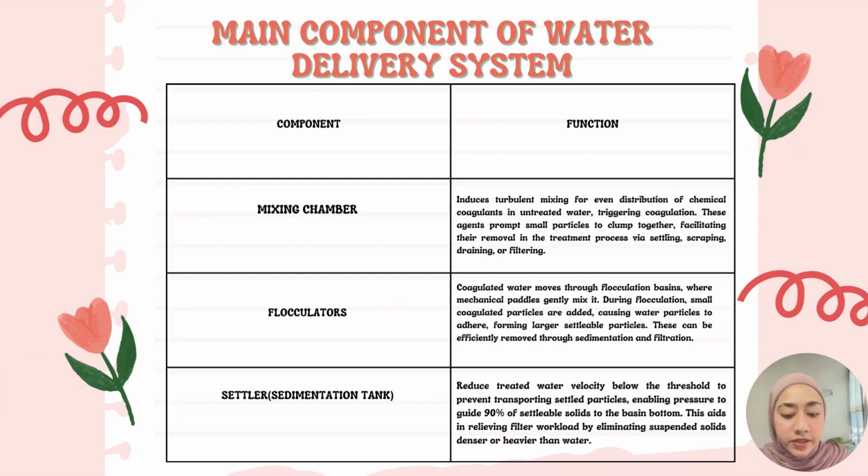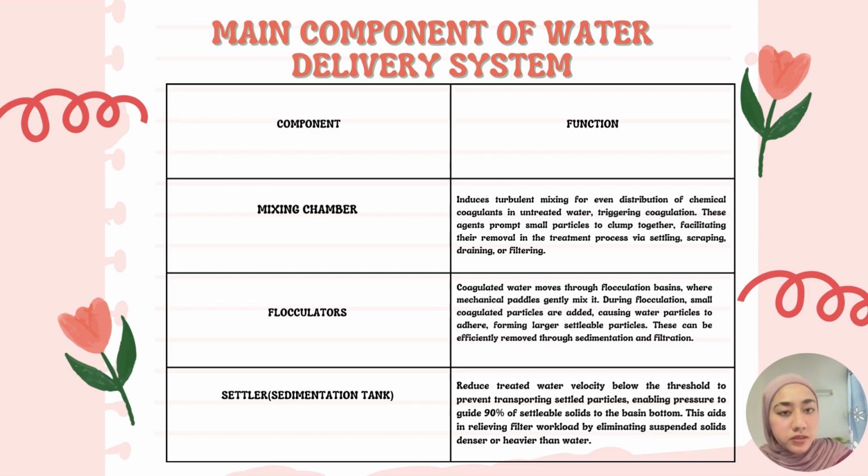Now I will explain about the main components of the water delivery system. The function of the mixing chamber is to induce turbulent mixing for even distribution of chemical coagulants in untreated water, triggering coagulation. These agents prompt small particles to clump together, facilitating their removal in the treatment process via settling, scraping, draining, or filtering.